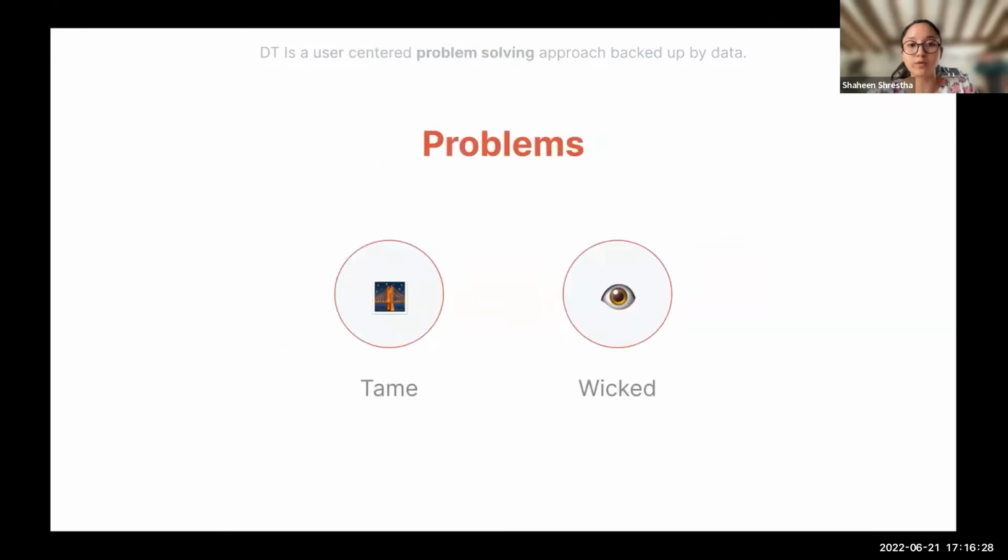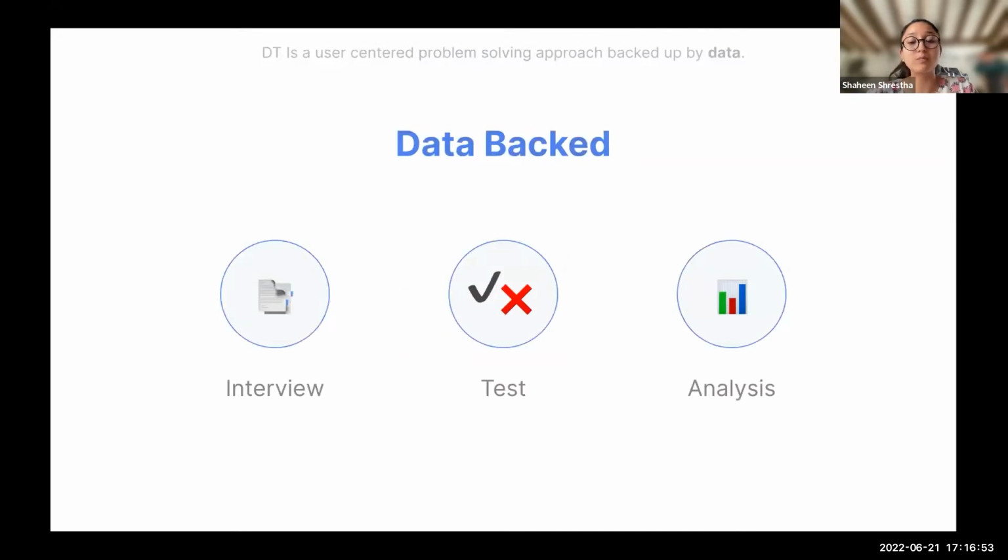Now, problem solving. What is problem solving? After we understand what the user is going through and what their problem is, we have to consider that problems can vary in scale; they can be very easy and also very complex and difficult. The way we arrive at the problem is by understanding what the user needs. And the last thing is that we back it up by data.